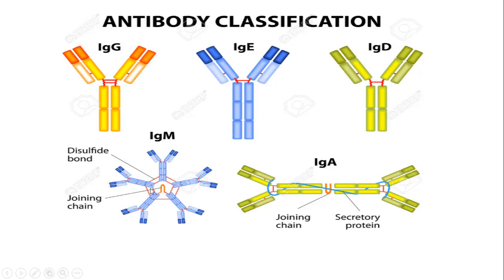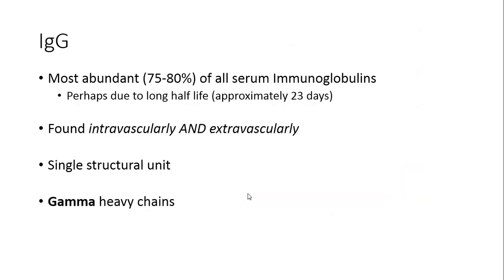And IgM, we hold them together as well with another joining chain. Joining chains hold them together. Those joining chains are actually quite important in the function of these 2 molecules. You'll see in a few minutes. So that's the 5 antibody classes and their basic appearance. So let's start with the granddaddy of all of them, IgG.